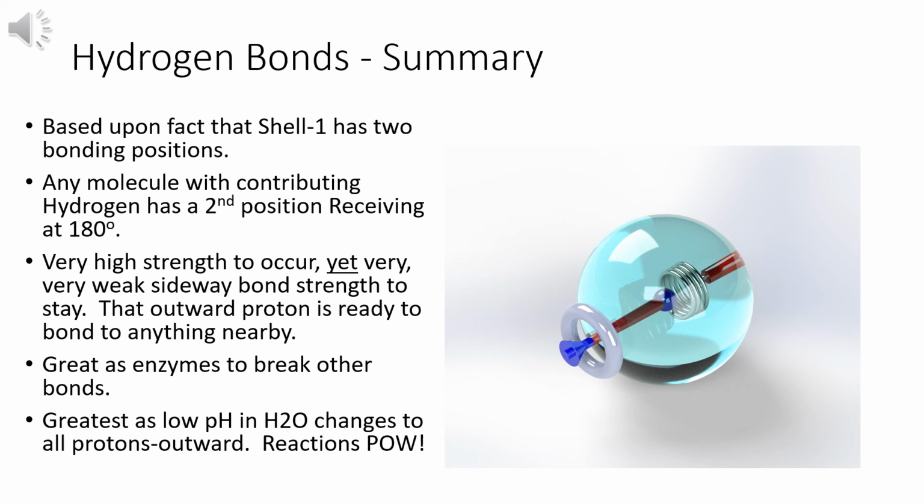changes with the pH changes to all protons outward. That is, you can have a hydrogen bond reaction machine with low pH solutions. Those proton outwards bump into any molecule and any bond not very strong gets pulled apart. Hydrogen bonds will be a very important part of all of chemical engineering.